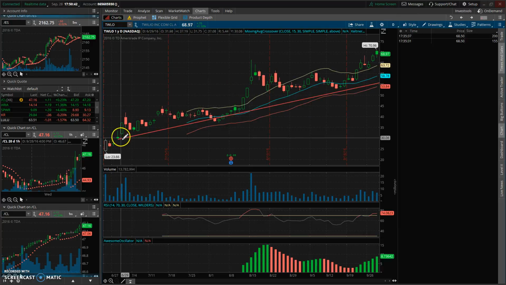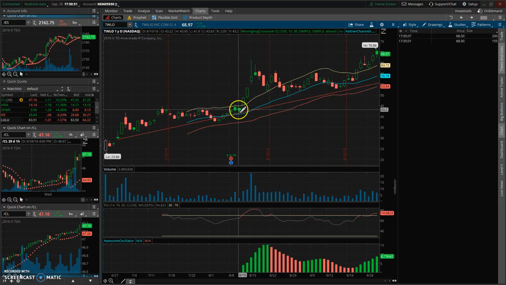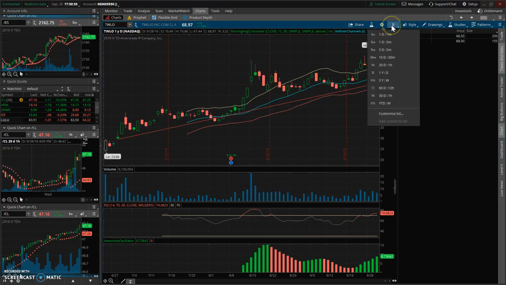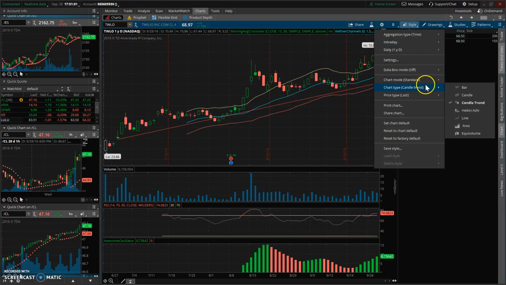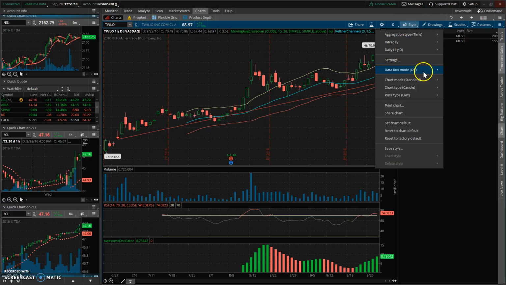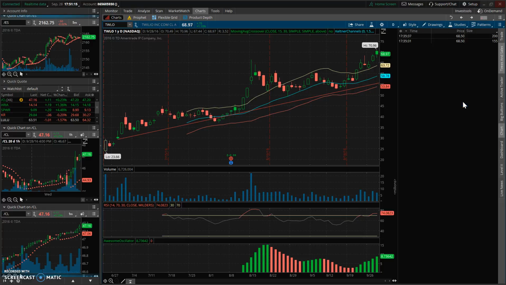So here we have the daily chart, and this is the Thinkorswim platform. When you get one of these candles, you see here, another one here, here, here, and here, that signifies a trend reversal or trend change. I have it set on chart type candle trend. If you change that to regular candle, you just have red and green, and it doesn't really tell you a whole lot. It tells you everything you need to know more or less, but this just gives you a little bit of bonus.